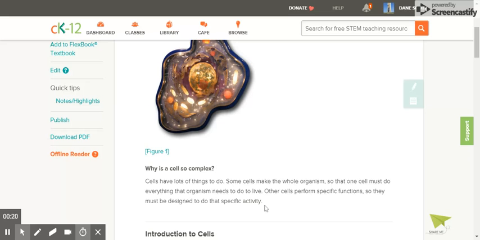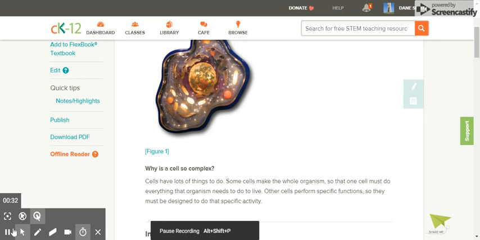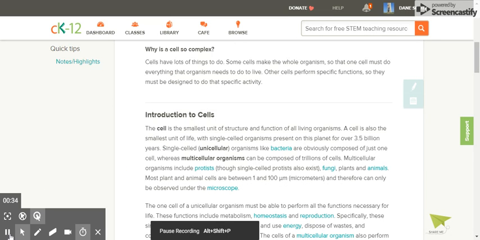Cells have lots of things to do. Some cells make the whole organism, so that one cell must do everything that organisms need to do to live. Other cells perform specific functions, so they must be designed to do that specific activity. The cell is the smallest unit of structure and function of all living organisms.